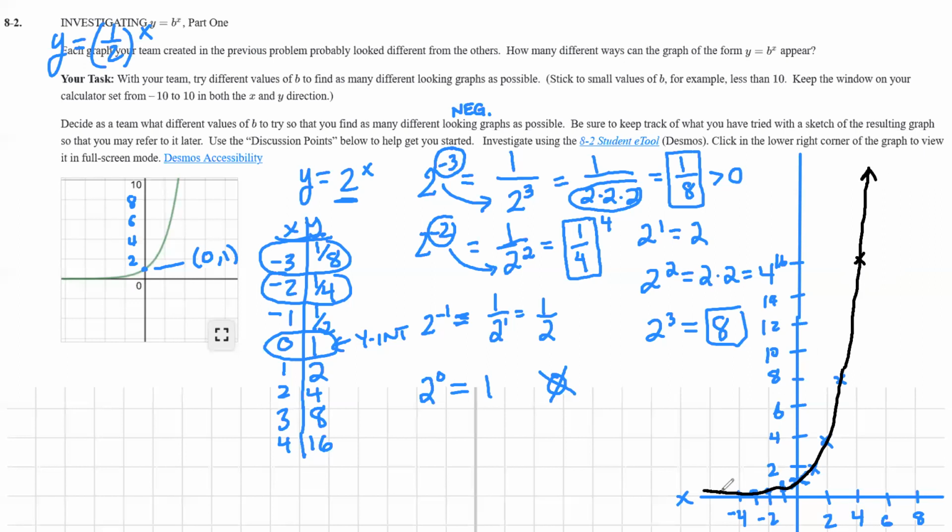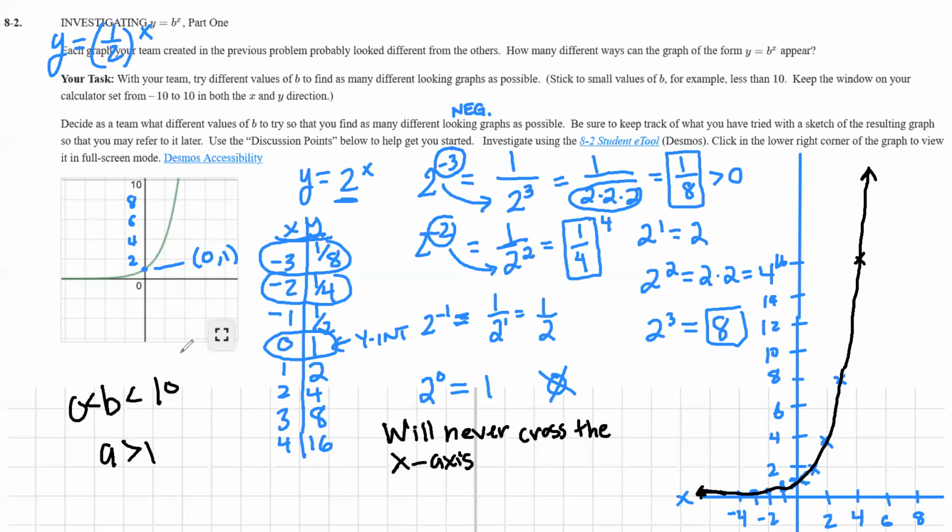Okay. Is this graph ever going to cross the x-axis on this side down here? Is it going to go underneath to the negatives? Let's write this. This graph will never cross the x-axis, for this graph and many others. Anytime b is between 0 and, let's say, 10, it will never cross the x-axis as long as a is greater than 0, okay?